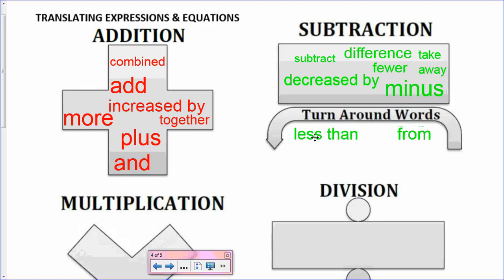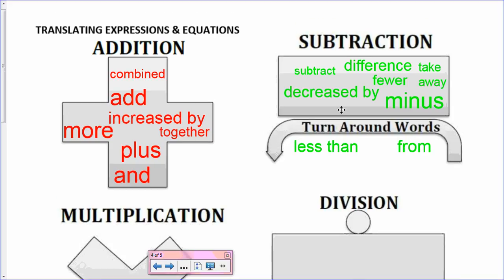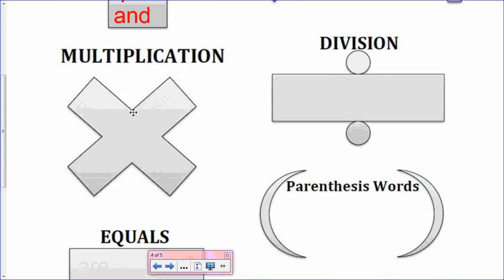Another turnaround word would be less than. 4 less than 11 means you got to write 11 minus 4, right? Okay. Let's go on to multiplication. We have product, multiple. I think it's supposed to say multiply. Okay. Per, twice, times. Those are all multiplication words.